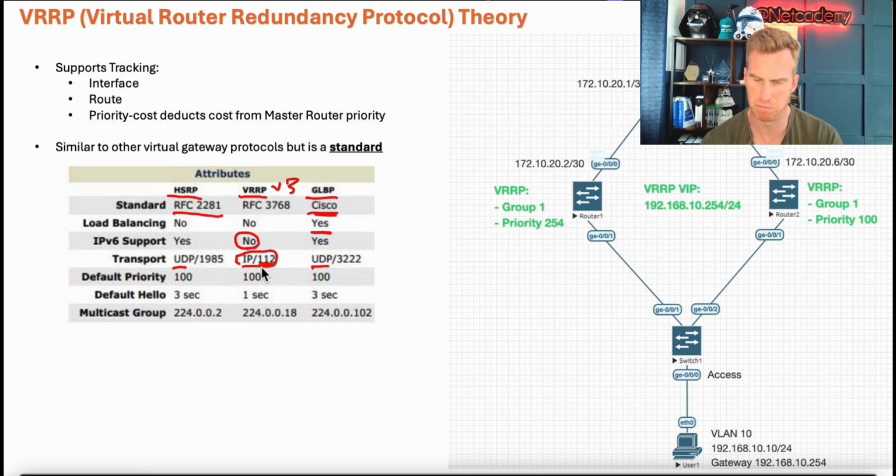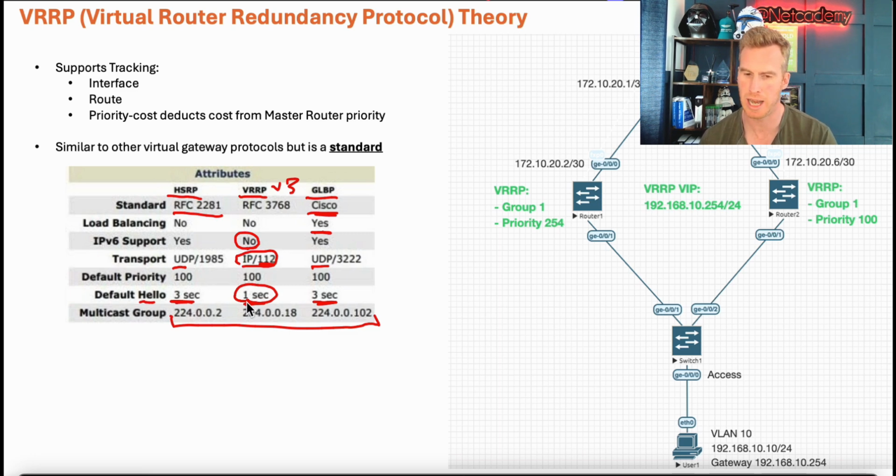That's nothing to really worry about. But the default hello, you could see the differences here: 3 seconds, 1 second, and 3 seconds for those different protocols, and the multicast IP addresses here. Now, it is pretty much recommended, depending on your network, that you actually change these values. And the reason being is, depending on the amount of groups you've got, VRRP groups, that 1 second could potentially put a bit of stress on the forwarding engine.